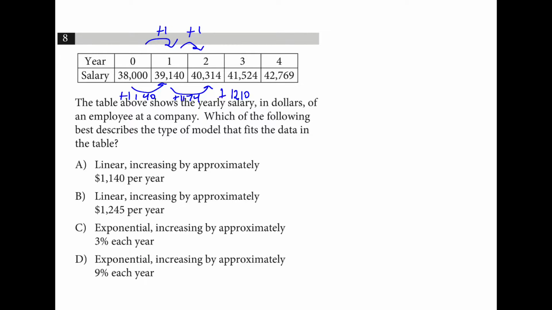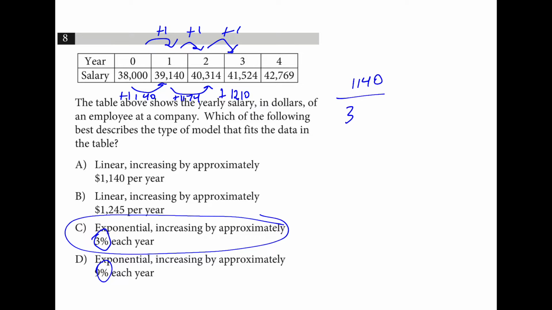If we look at the change in this table, as the years go up by 1, we do not see a constant increase for salary. It's going up a little bit more each time, so that's suggesting that it's increasing by some sort of percent. If you wanted to find out which percent was correct, you could take one of these rates, like 1140, and divide that by 38,000. And that's where you find that 3 is correct.